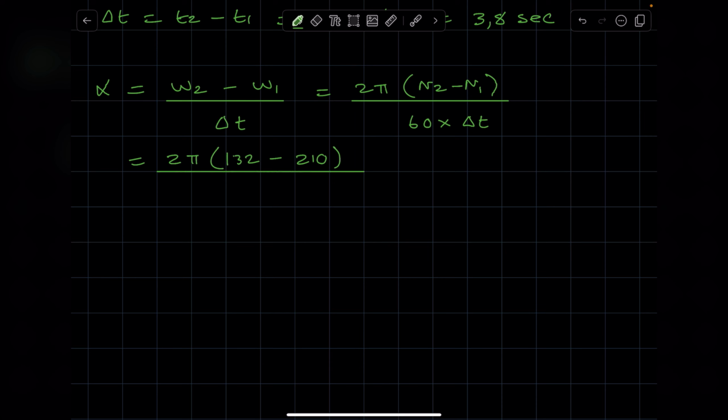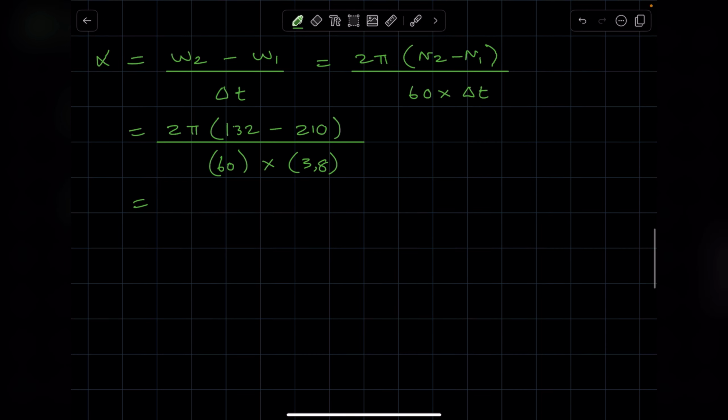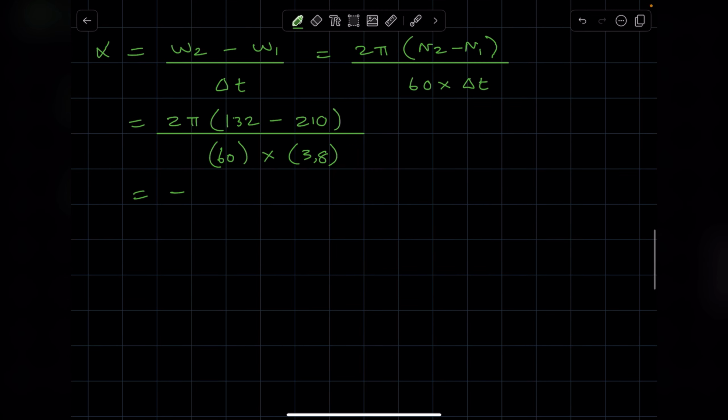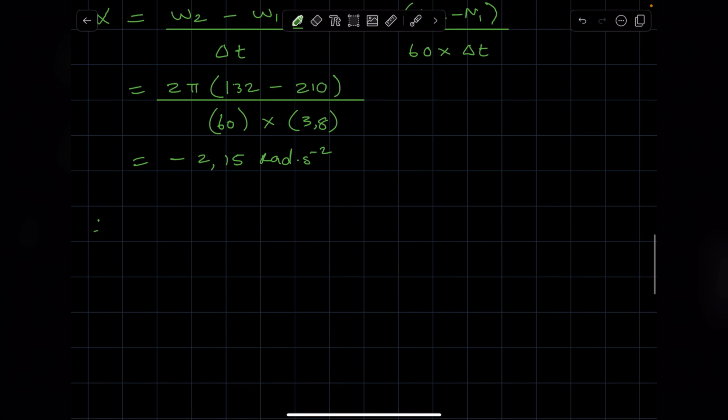Well, this divided by the 60 times change in t, which is the 3.8 seconds. Now if you punch this on your calculators, you're going to get negative 2.15 radians per second squared, which therefore means that this here is actually equal to 2.15 radians per second.